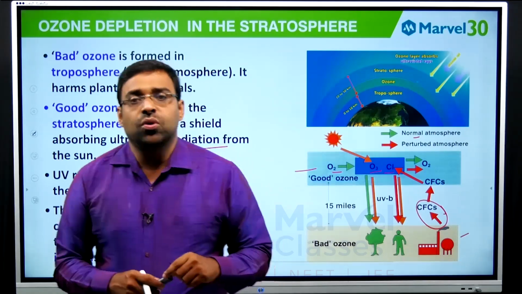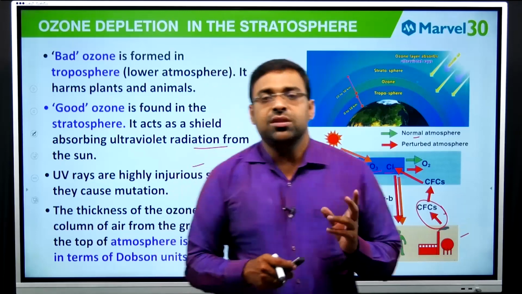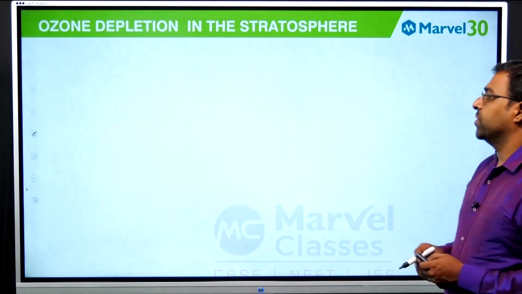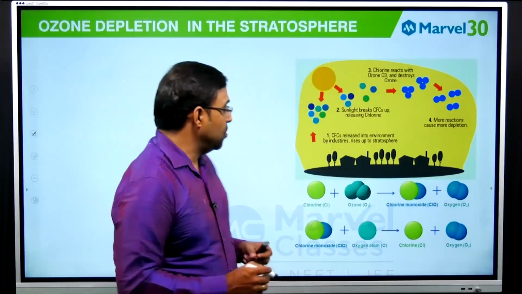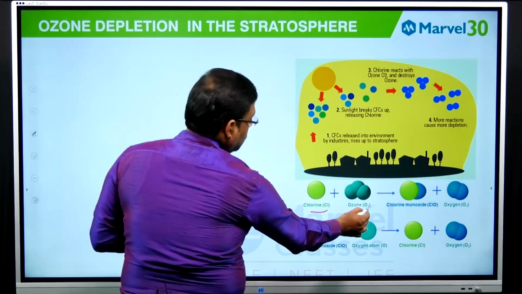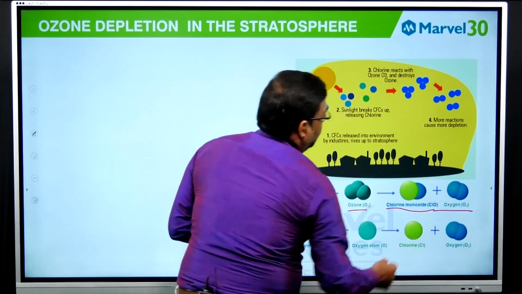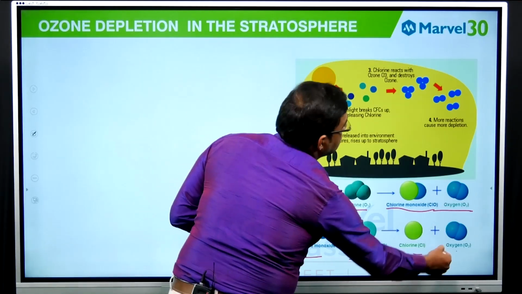The thickness of ozone in the column of air from the ground to the top of the atmosphere is measured in units called Dobson units. You can make a note of this also. So how is this being done? A good ozone, see, chlorine plus ozone gives chlorine monoxide, and you have this O2 split off. Chlorine monoxide plus oxygen gives you chlorine plus oxygen.